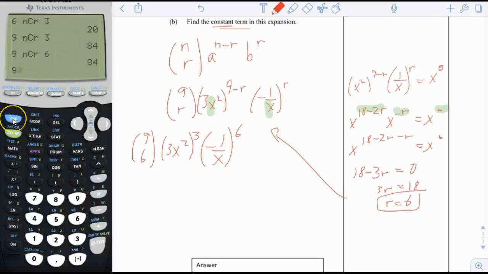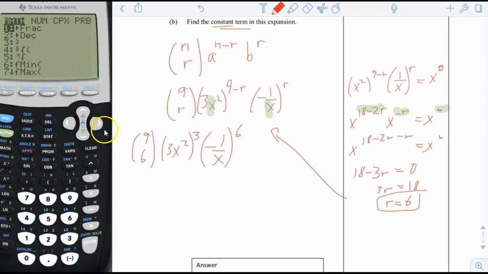You would say 9, math, probability, nCr, 6. Do you see that? Okay, so that's equal to 84.